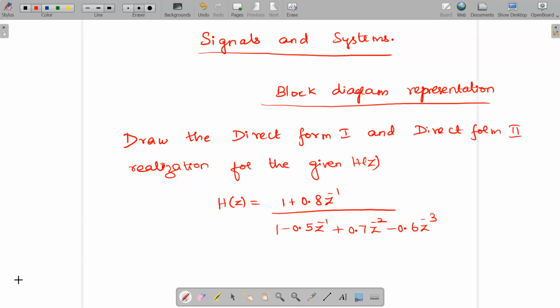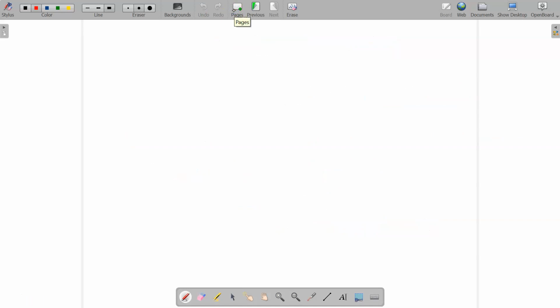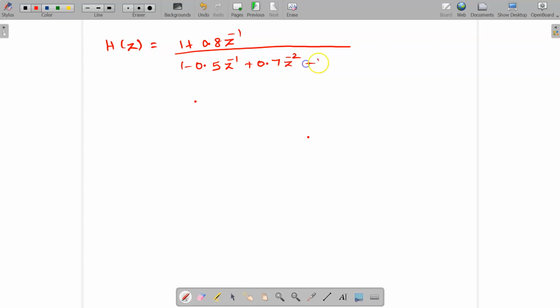Today I am going to tell the simple way to draw the structure. Given is your H(z), that is (1 + 0.8 z^-1) divided by (1 - 0.5 z^-1 + 0.7 z^-2 - 0.6 z^-3). If it is the given H(z), what do we have to do? First, compare the numerator and denominator.